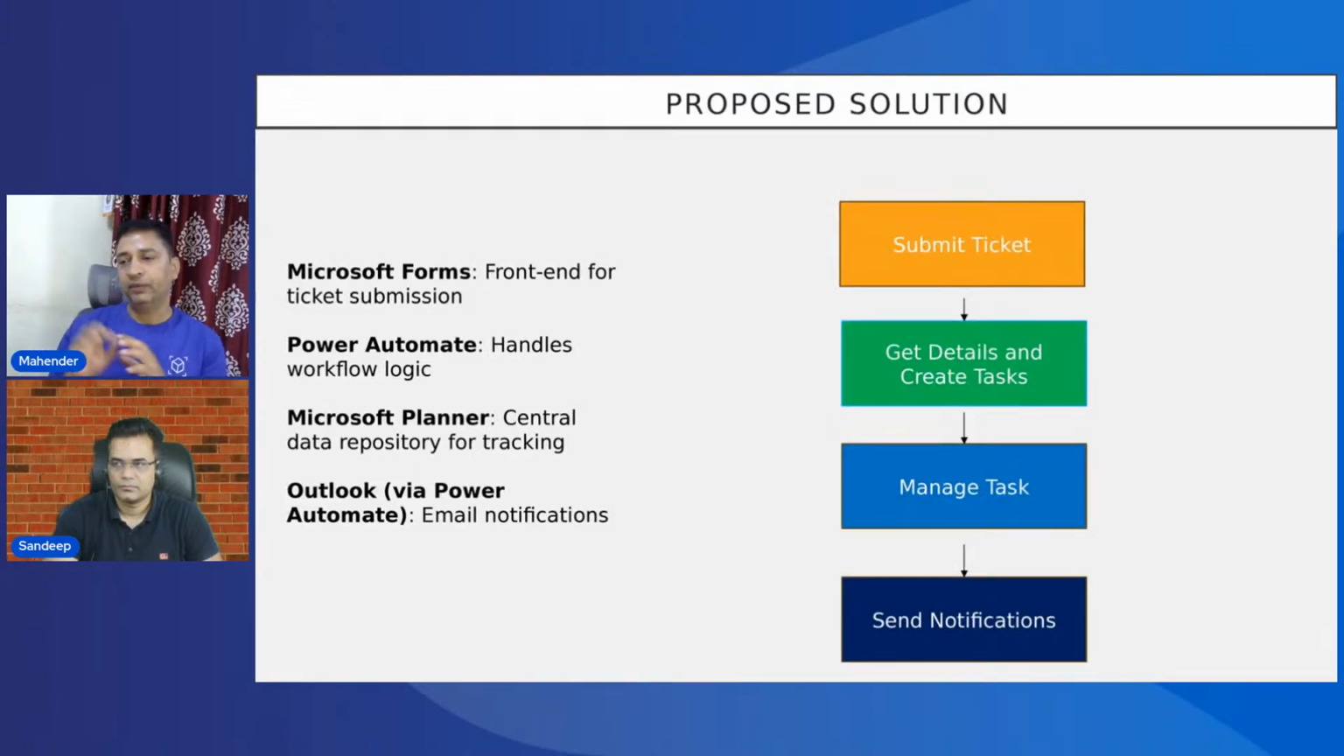So now we know the use case: we want to build an employee support system. What is our potential proposed solution for this? We are going to use mainly 4 tools. The first one is Microsoft Forms, which we will use as a front end where employees can submit their request or ticket, depending on their requirement. So Microsoft Forms will be the UI that we use for submission of these tickets. And then Power Automate will handle the workflow logic.